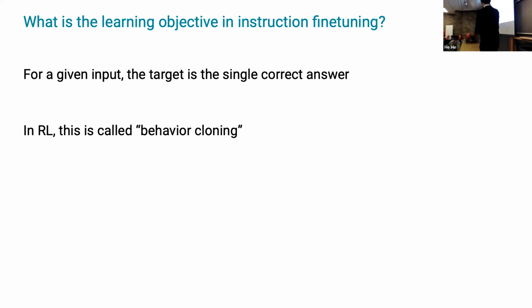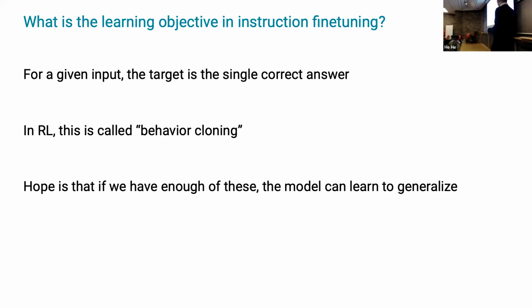So what is the learning objective in the instruction fine-tuning? For almost all language models before RLHF, we have used maximum likelihood as the objective function, meaning that for a given input, we pick this target and say, this is the single correct answer, everything else is not correct. That's a very strong statement. And in RL, this is called behavior cloning, which I think is a more descriptive term, because we're trying to let the model clone whatever is in the target.